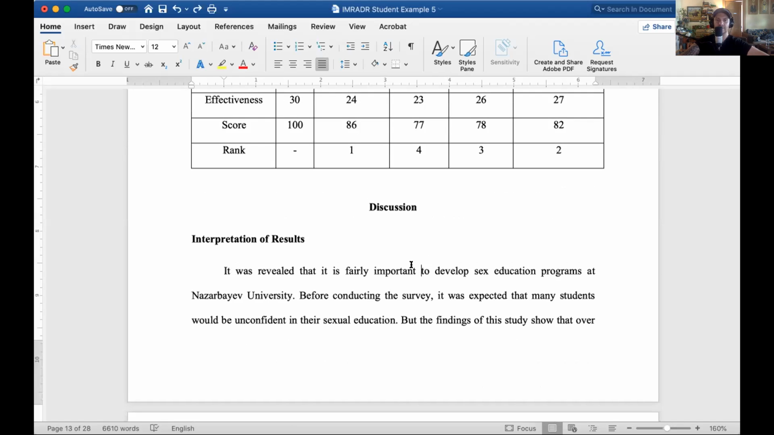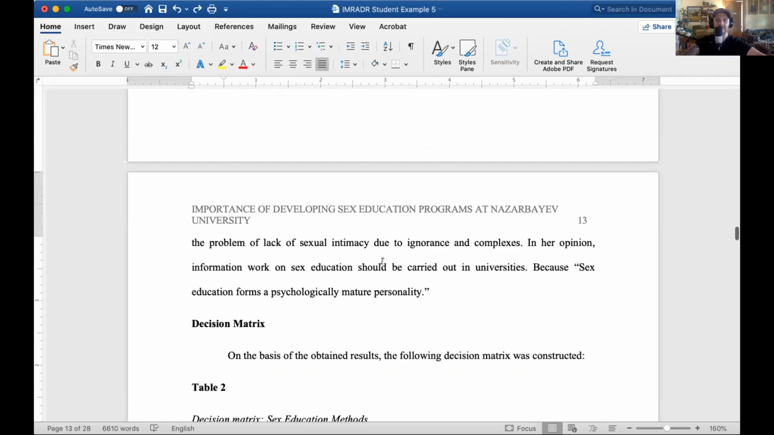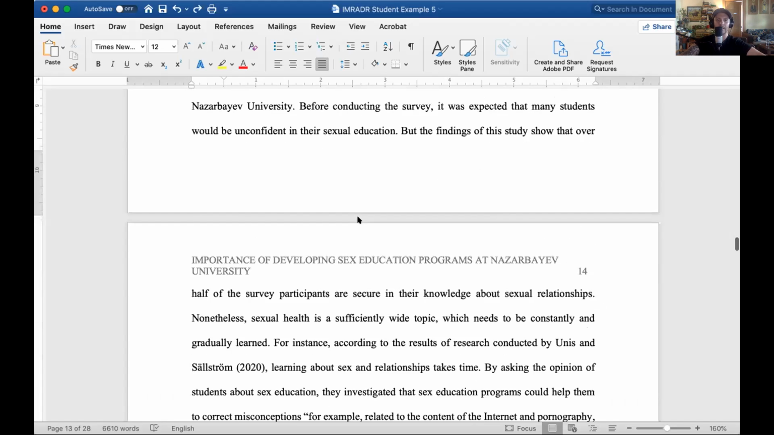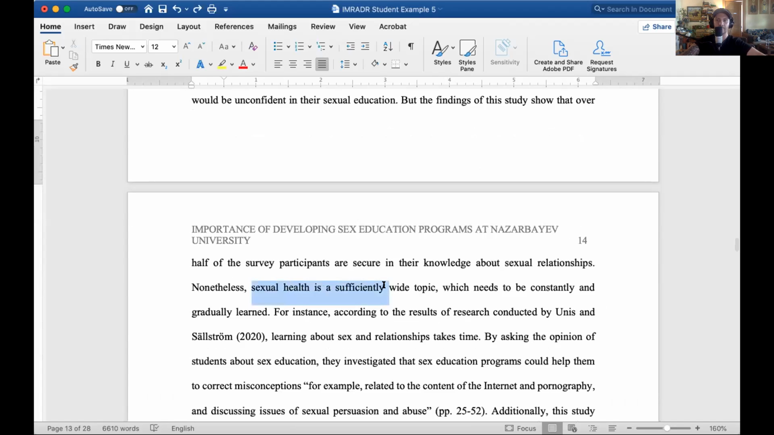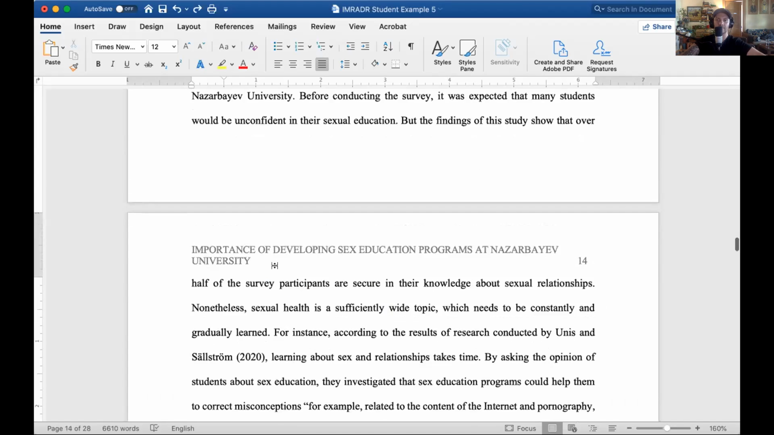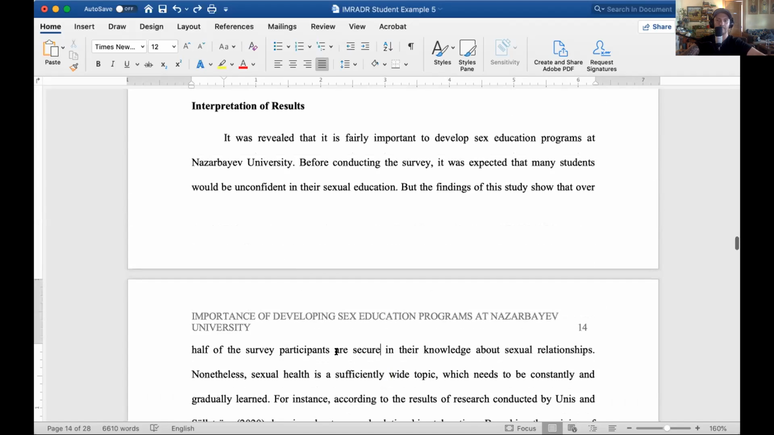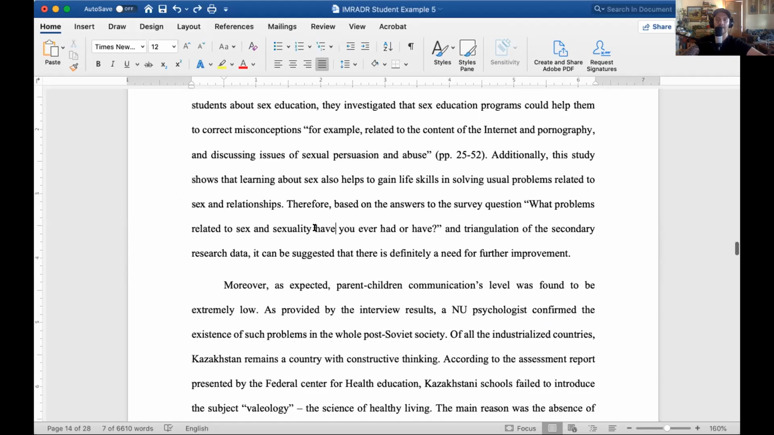one specific question where they asked, basically, do you feel, let's see, secure in your knowledge about sexual relationships? They said yes, but her secondary research implied that they shouldn't. Okay, so what does that mean, right? And so we'll talk about how to deal with that later.